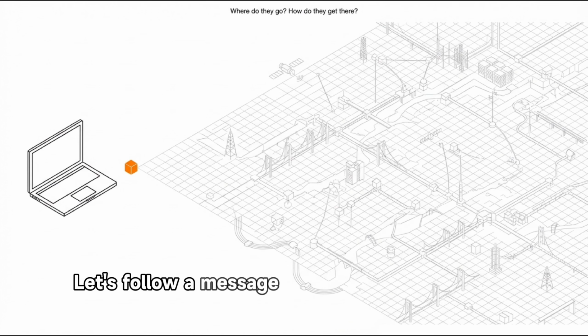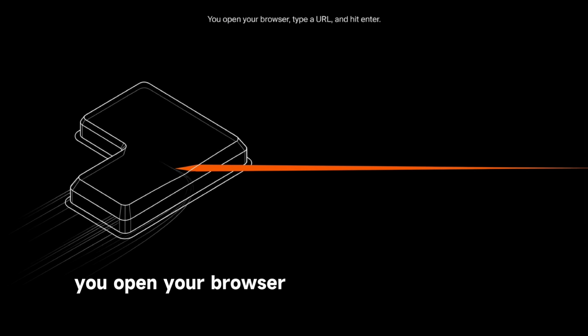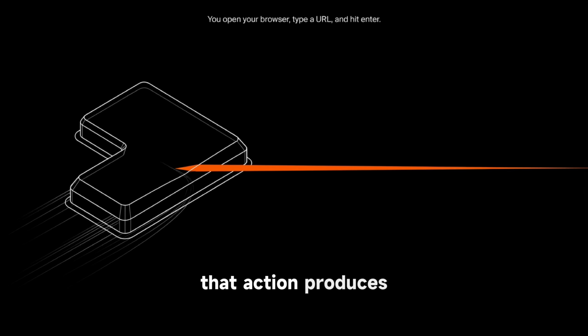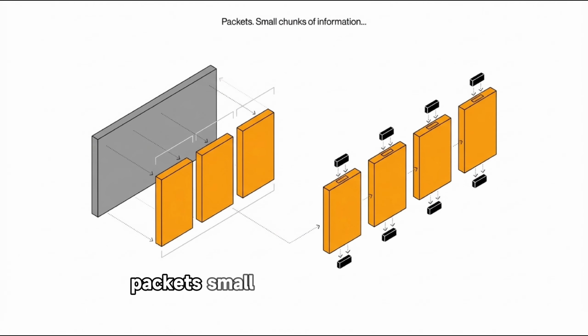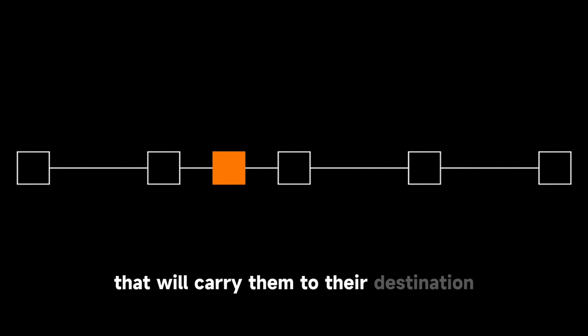Let's follow a message, not abstractly, concretely. You're sitting at your laptop. You open your browser, type a URL, and hit enter. That action produces data, packets, small chunks of information, each labeled with where it came from and where it needs to go, released into a network that will carry them to their destination.